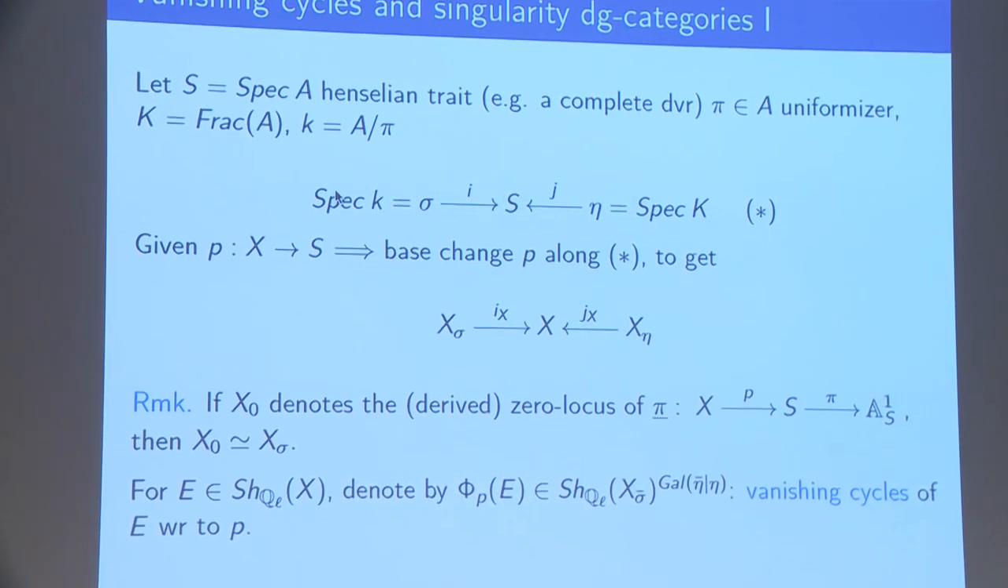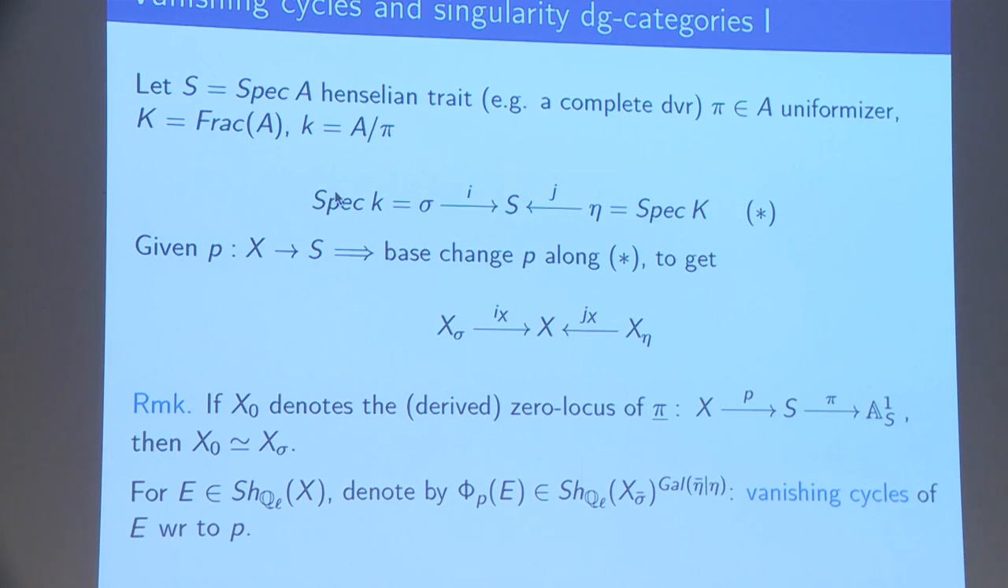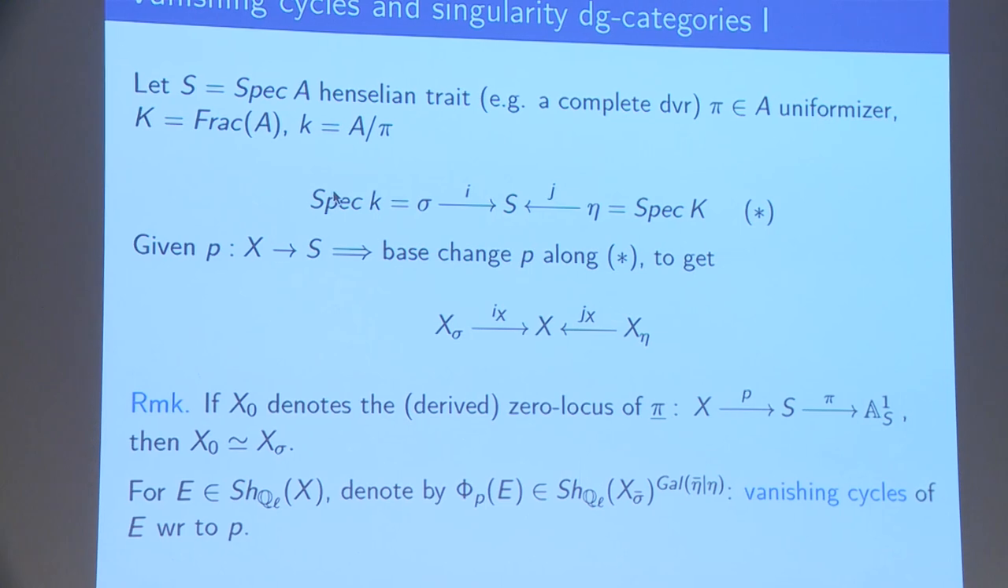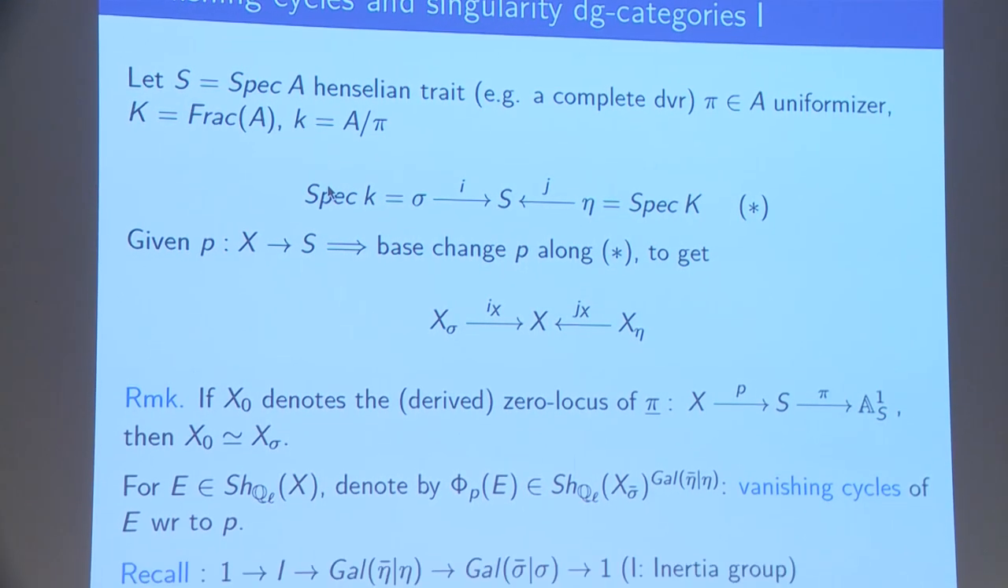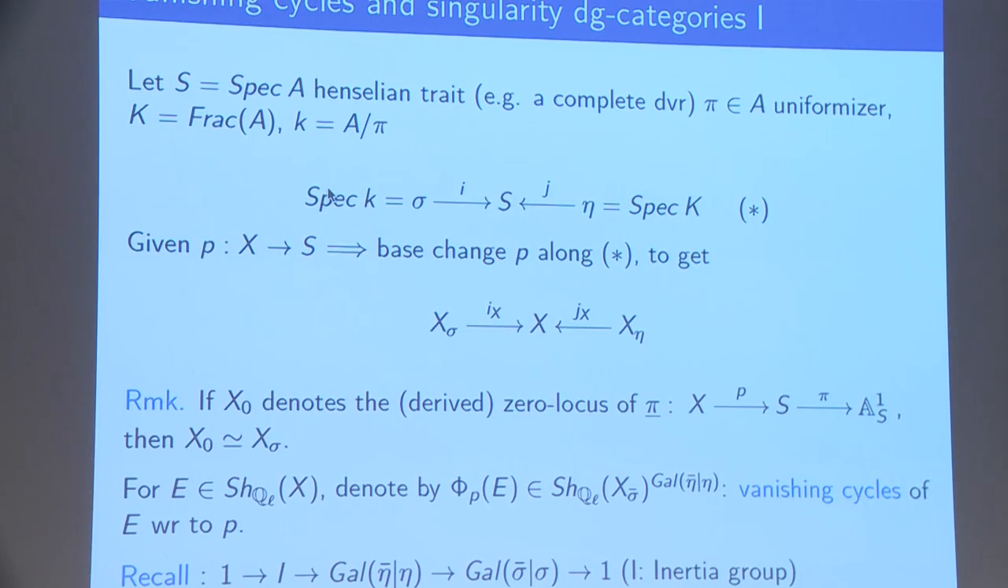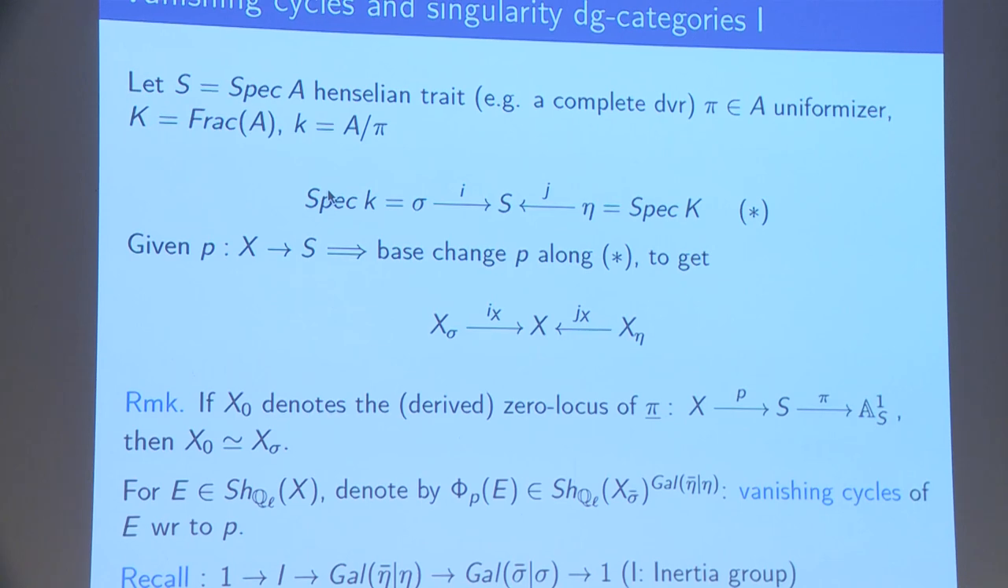For any ell-adic sheaves on X, you have the vanishing cycles with respect to the map P, which lands in Galois eta-bar equivariant ell-adic sheaves on the special fiber. I recall that this is the definition of inertia. So inertia is the kernel of the map from the Galois group of eta bar to the Galois group of sigma bar.